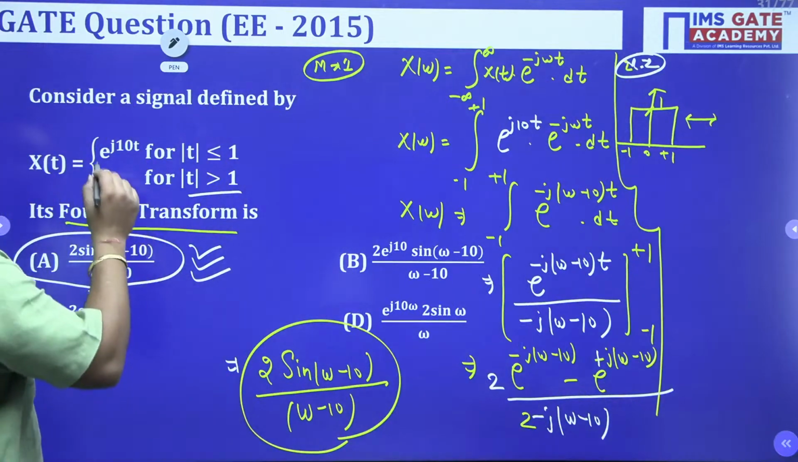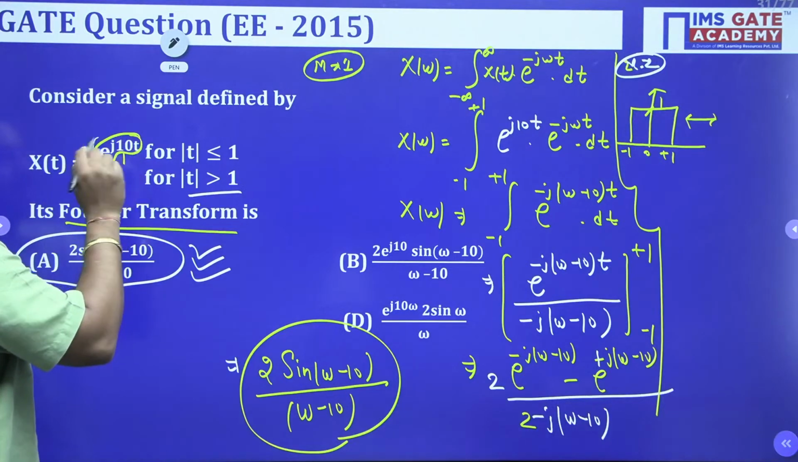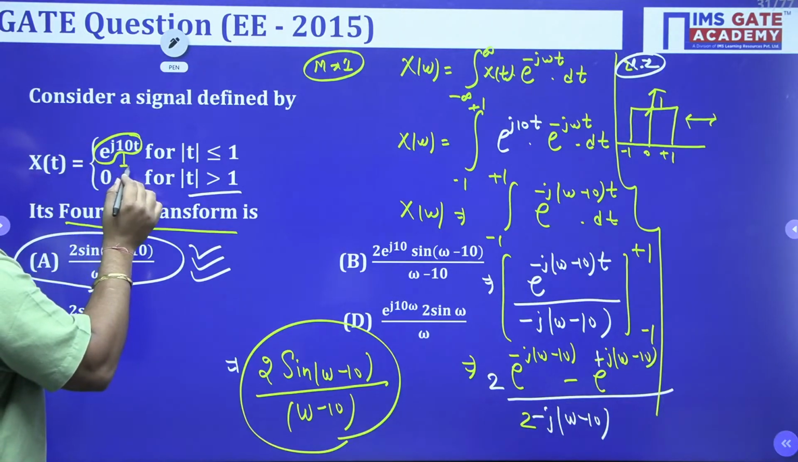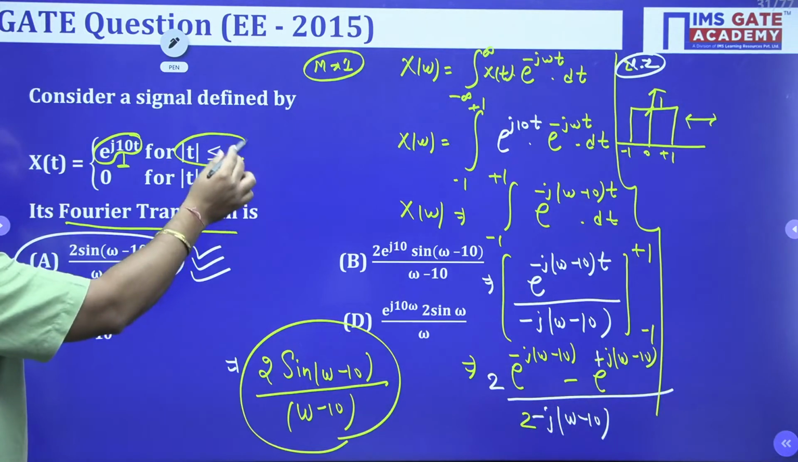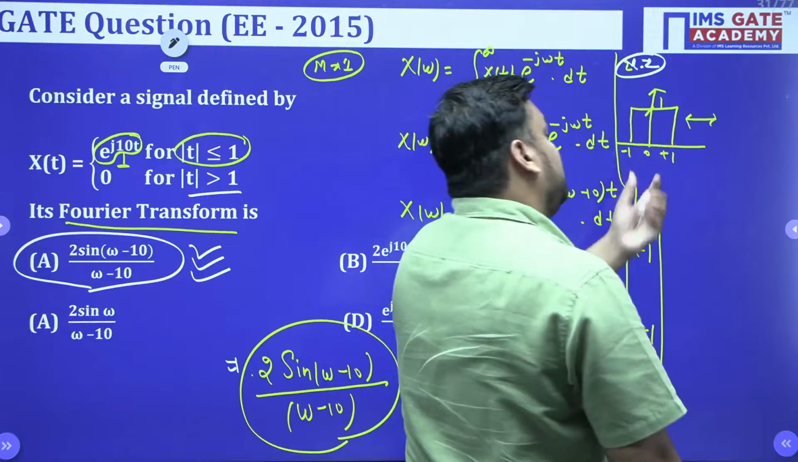Can I write it like this: e to the power j tan t multiplied with 1 actually. So e to the power j tan t I will consider later. Right now I am making a curve which has width from minus 1 to plus 1 and magnitude 1. So what is this? What is its Fourier transform?